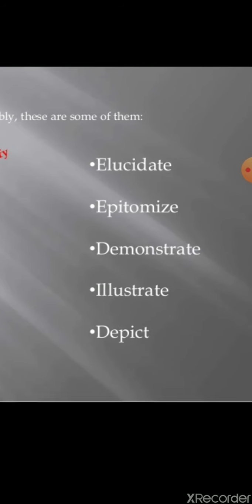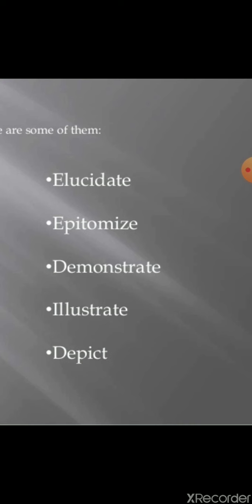Exemplify is a simple word, so we need to give some other words for the same word. Now look at the examples. Elucidate, epitomize, demonstrate, illustrate, depict. All have the same meaning as exemplify. So in this way you need to think and you will develop the vocabulary. One is the root culture I explained to you. Second, I am telling you, start thinking differently.